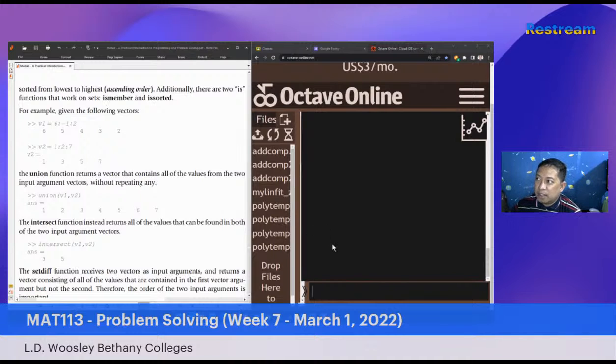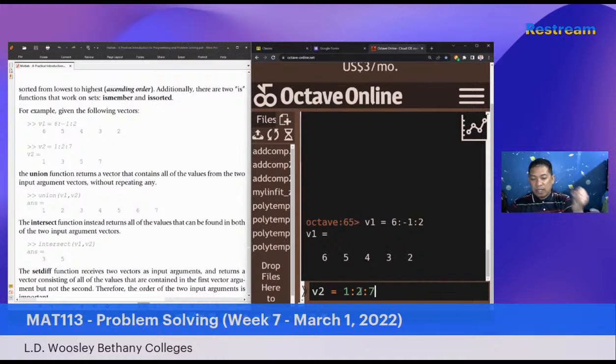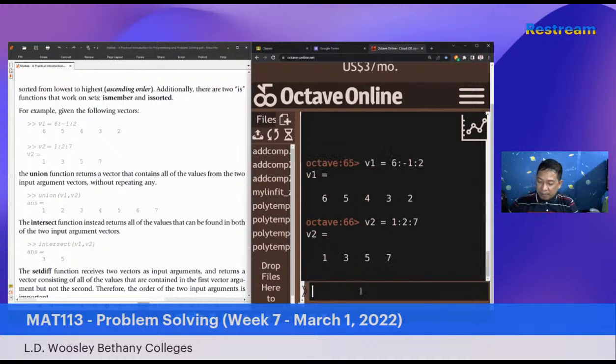Alright, so if given here a vector, say vector 1 is actually an initial point 6 has an increment of -1 towards 2. So it will produce 6, 5, 4, 3, 2. So the final state is 2. So ganun po yan. And then vector 2 is equivalent to 1 coming from 1 increment of 2 towards 7. So 1, 3, 5, 7. Okay? So 1, 3, 5, 7.